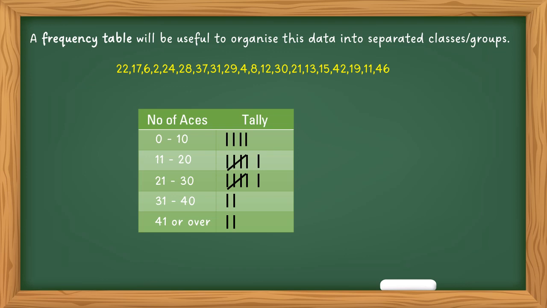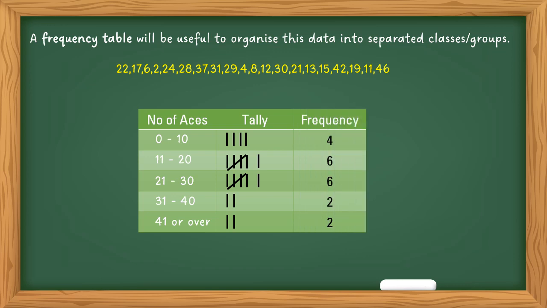Now, a frequency table would be useful to organize this data into separate classes or groups. And there's your information, there's your tally chart, just like before. But normally during exam questions and mocks, you don't normally see this tally part. What you would see is something called a frequency table. And all the frequency table is this information here in numerical form. And you can see there's your frequency column. All right. Don't get hung up with that word frequency. It just means how many times a number appears within that group, just the same as your tally.